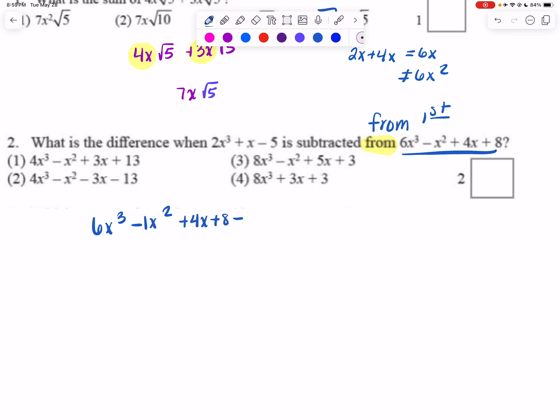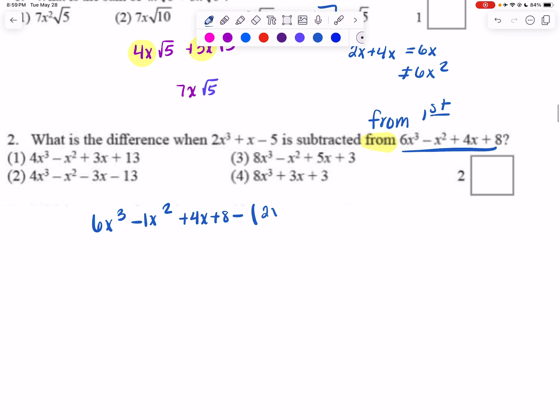And then I'm going to take away, but remember, when I take away, I have to write that second expression in parentheses. So I'm going to write down 2x to the third plus 1x minus 5. Remember, the number in front of that parentheses is actually a -1, so I'm going to distribute it to each of those terms on the inside of my parentheses. So nothing about my first expression changes, I just bring it down. So I have 6x to the third minus 1x squared plus 4x plus 8.